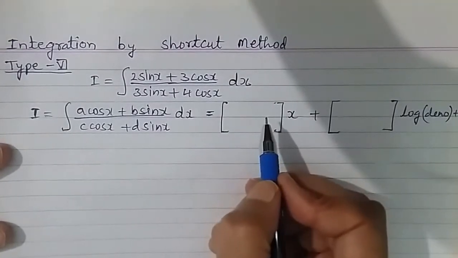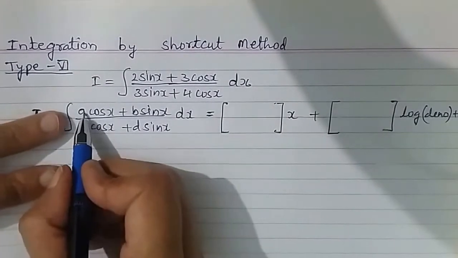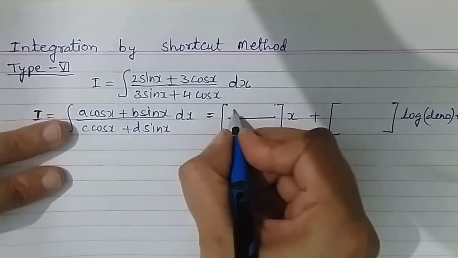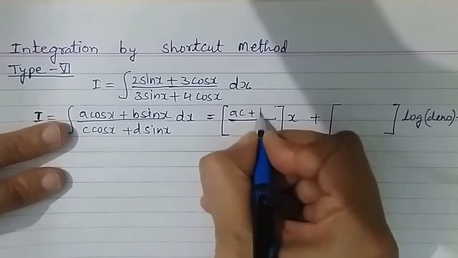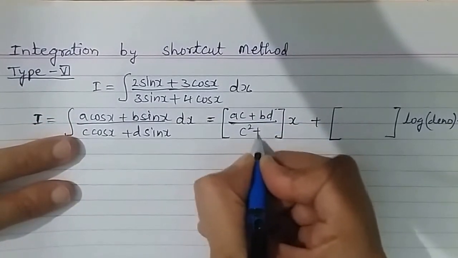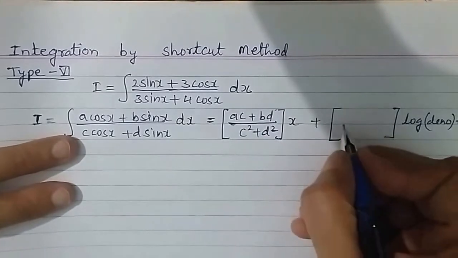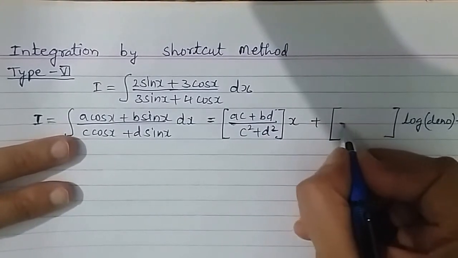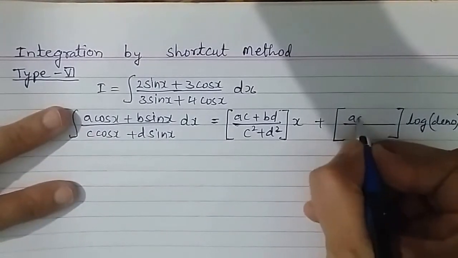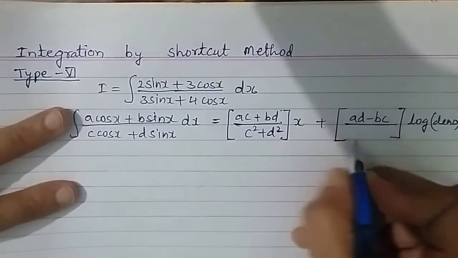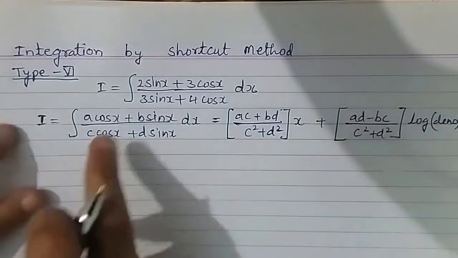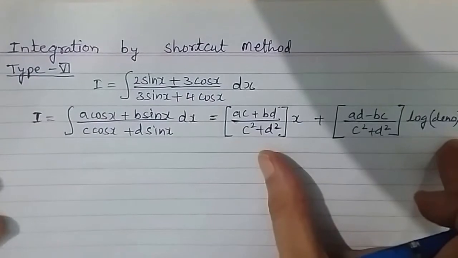Then what should come here? This is (ac + bd) in the numerator, and in the denominator, c square plus d square. Similarly, here also, I will write the determinant form in the numerator: ad minus bc. In the denominator, I have c square plus d square. That's all. For such types of questions, this will be my final answer.